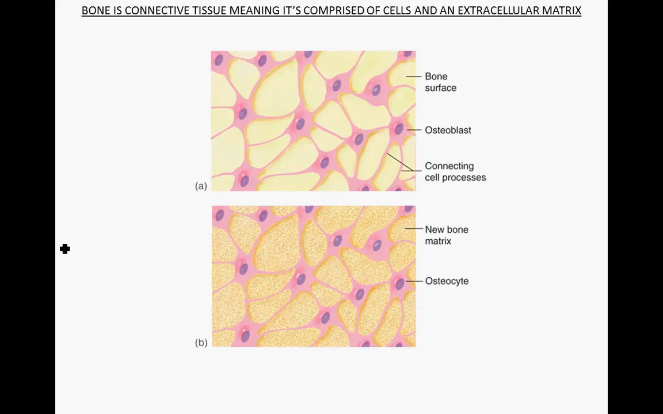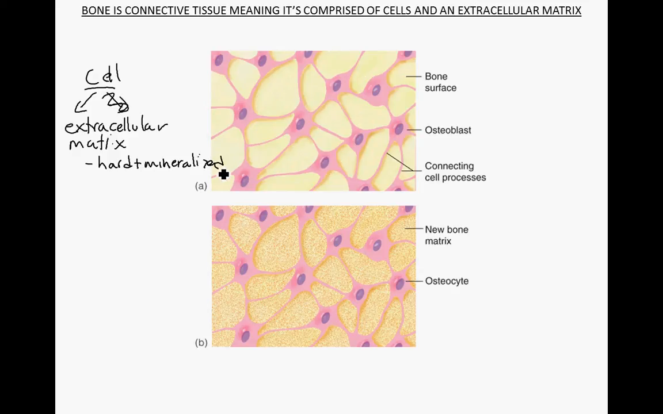Because of that, you're going to have a cell that is going to be secreting an extracellular matrix. Now, bone is unique because the extracellular matrix there is hard and mineralized. Hard and mineralized. And the mineral that's there is a big long word, hydroxyapatite. And this hydroxyapatite here is a calcium-based salt. Right? It's a calcium-based salt.